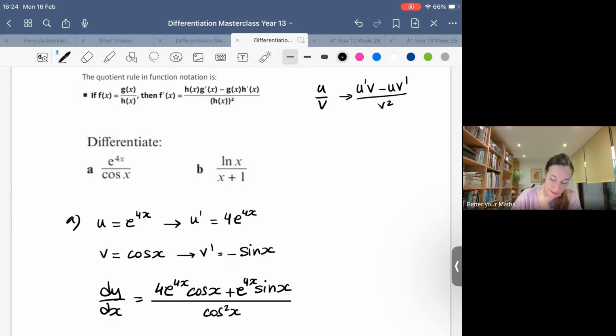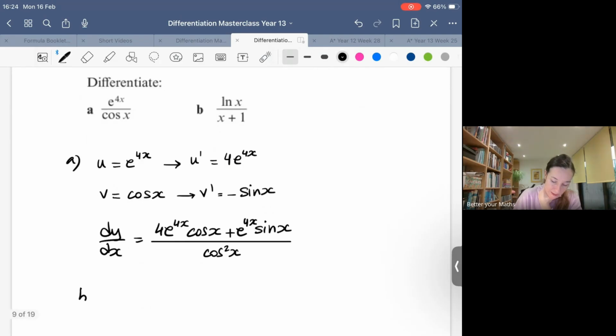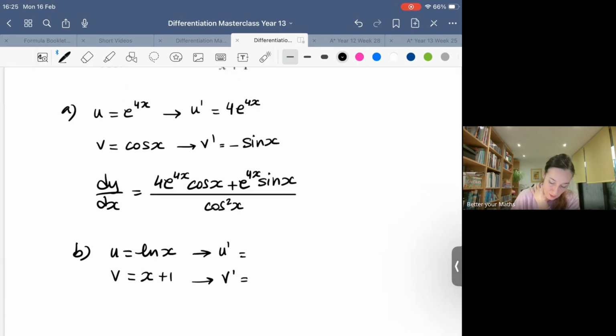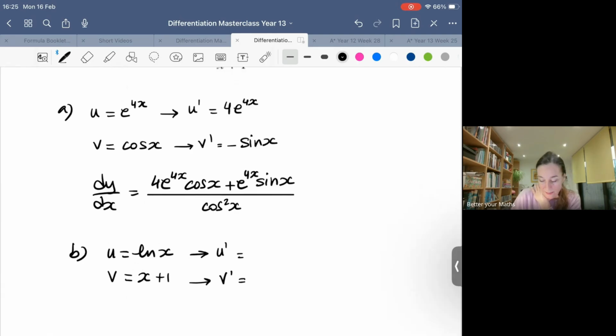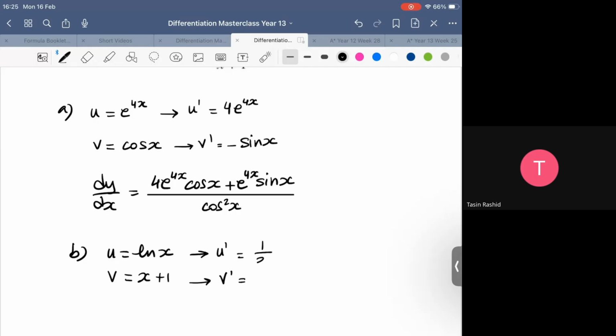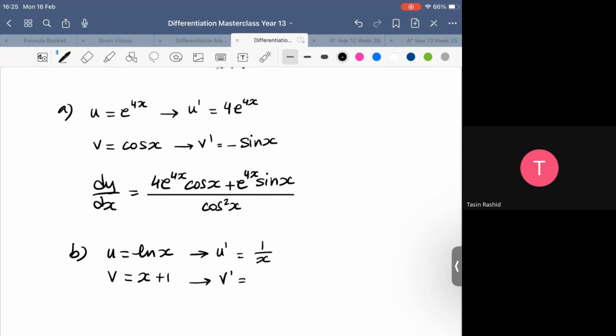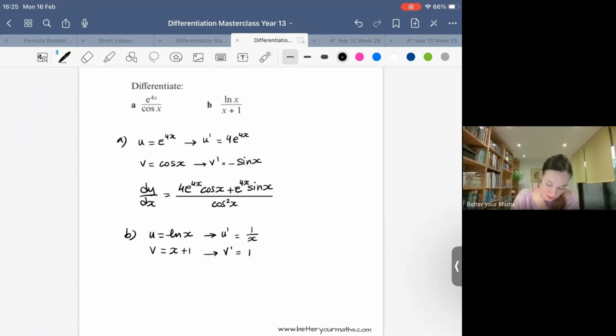So this is a. I'm going to do the same with b. I'm going to call u the numerator and v the denominator. Who wants to help me to do this one? u prime, 1 over x. v prime, 1. Easy. So can we substitute in the formula?